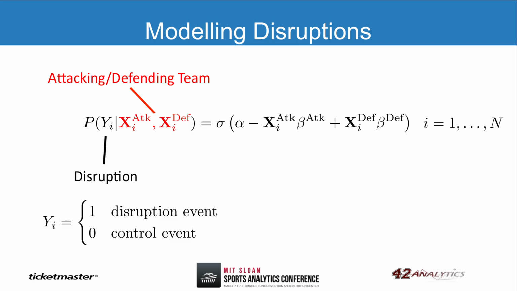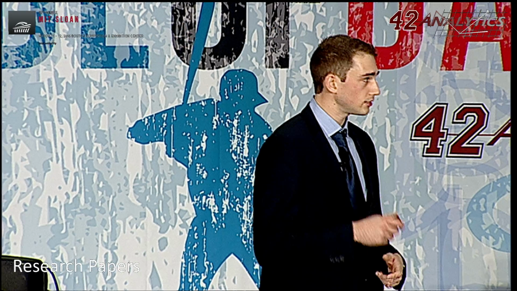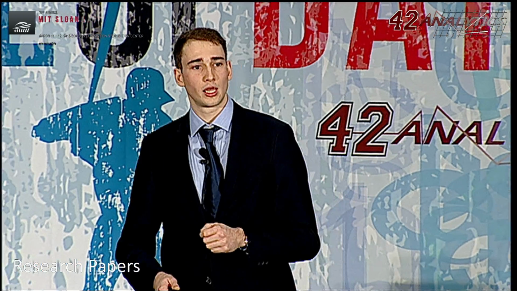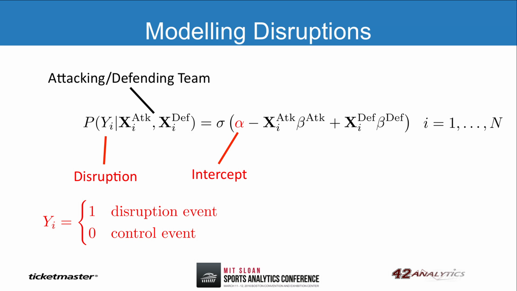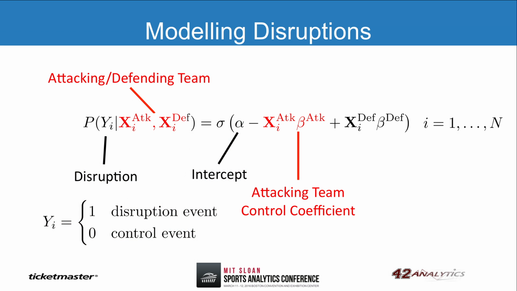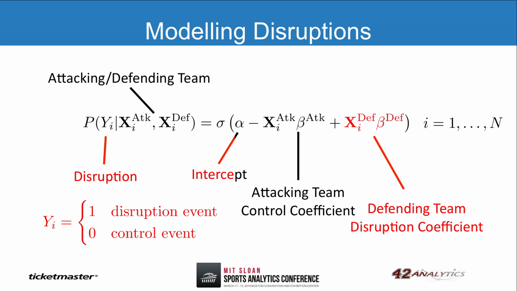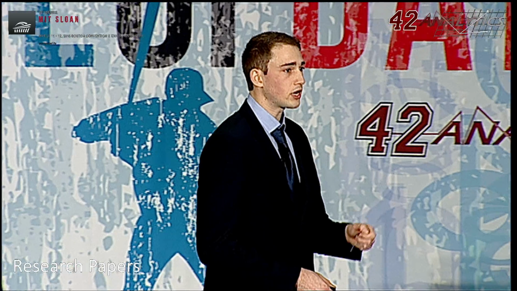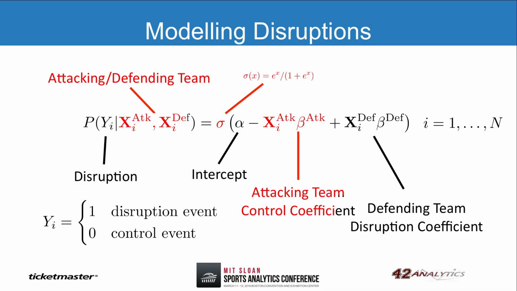Okay, so the probability of a disruption is then going to be equal to an intercept minus the attacking team's control coefficient, which tells us how good a team is at keeping control of the ball, plus the defending team's disruption coefficient, which tells us how good a team is at disrupting their opponent. This is all wrapped up in the inverse logistic function, which just makes sure that the right-hand side is bounded between 0 and 1 because we have a probability. So this says that the probability of disruption is a function of how good the attacking team, the team in possession, is at keeping control of the ball, and how good their opposition is at disrupting their flow of play.